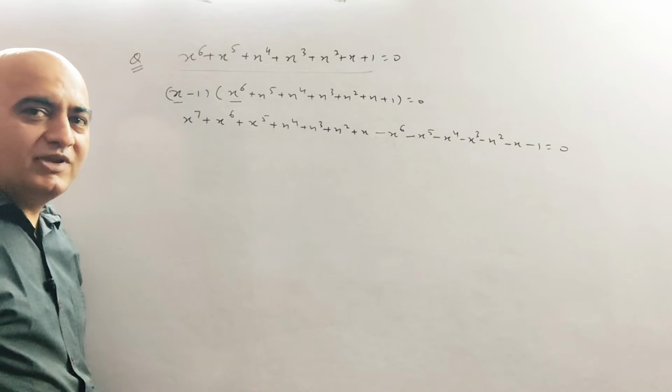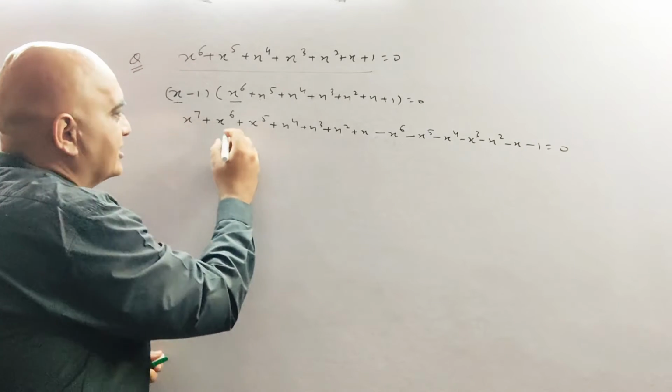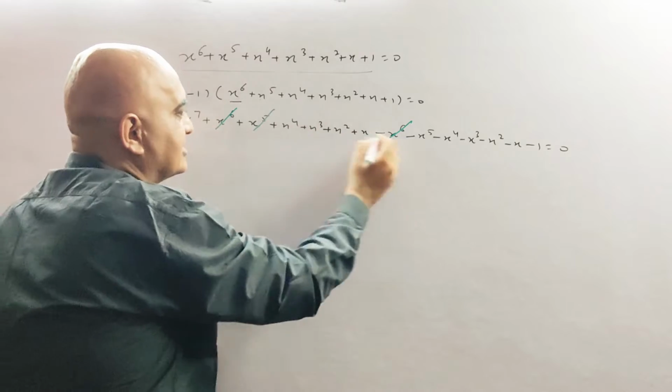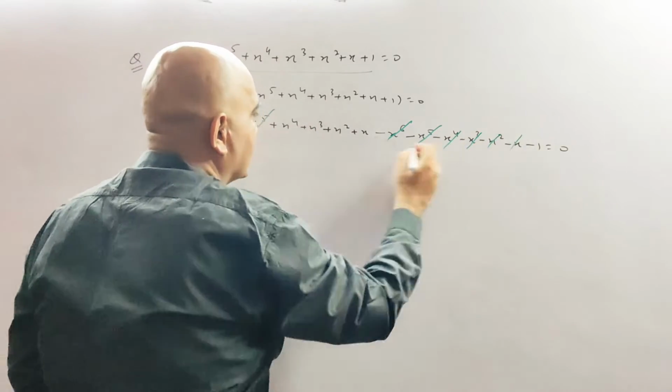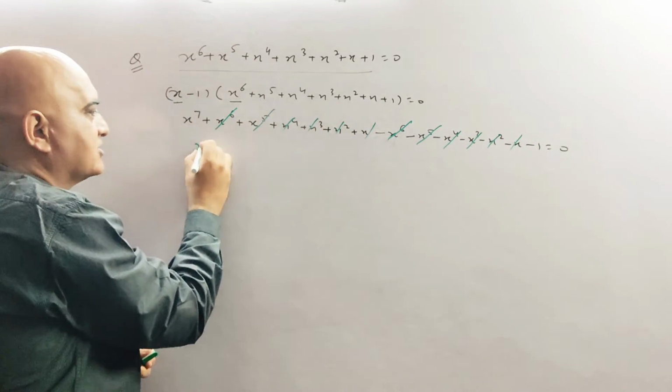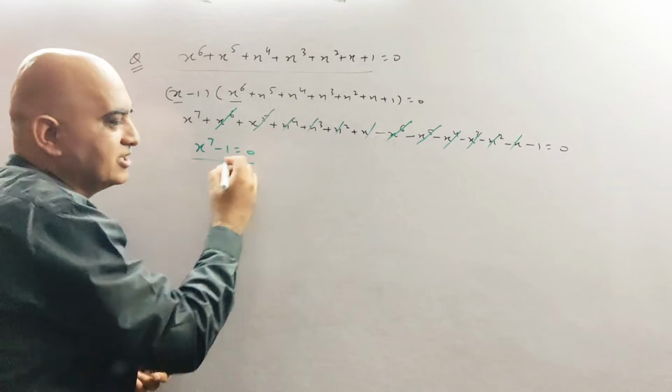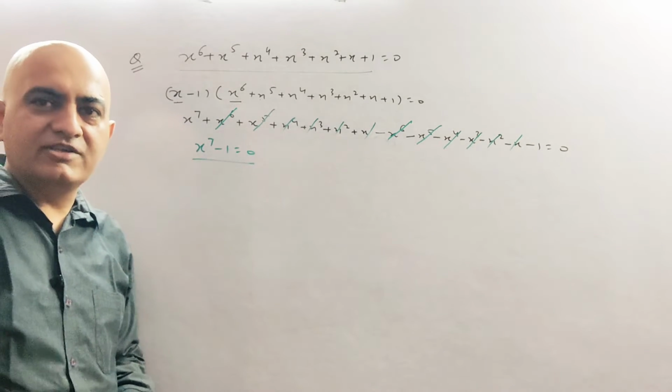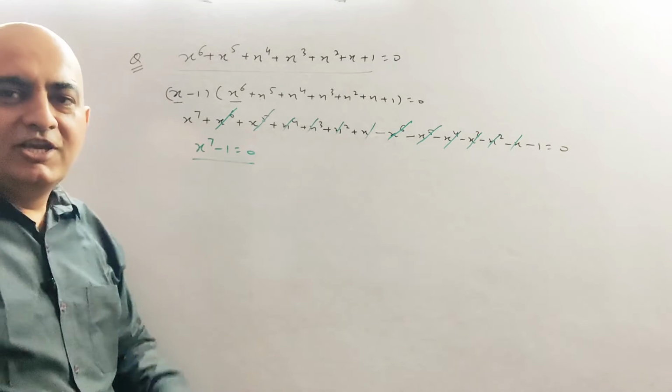What are you observing here? Please note it. This cancelled with this and this cancelled with this. All the terms are cancelled with the following terms. Just we obtain x to the power 7 minus 1 is equal to 0. This is our result which we have gained from this equation.